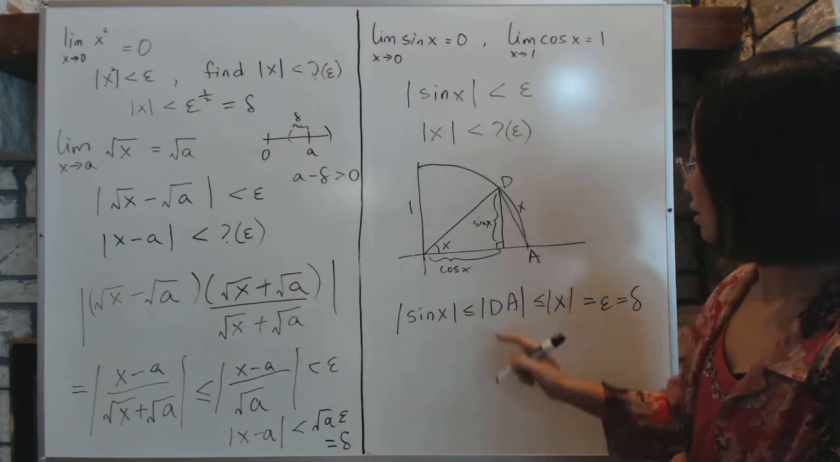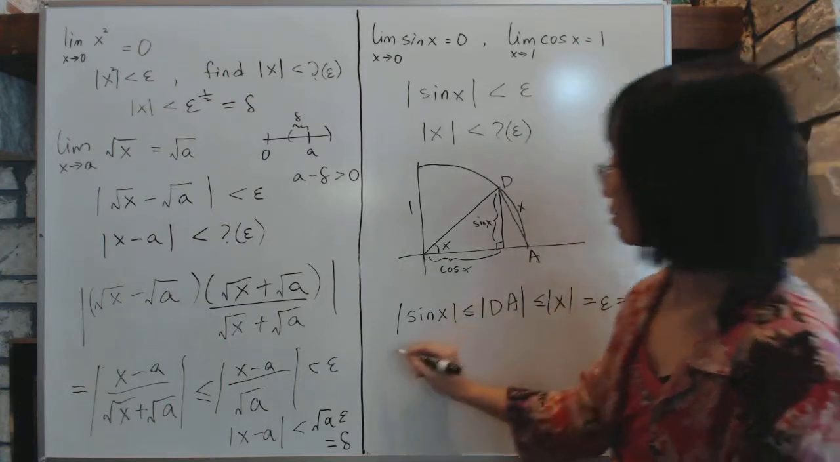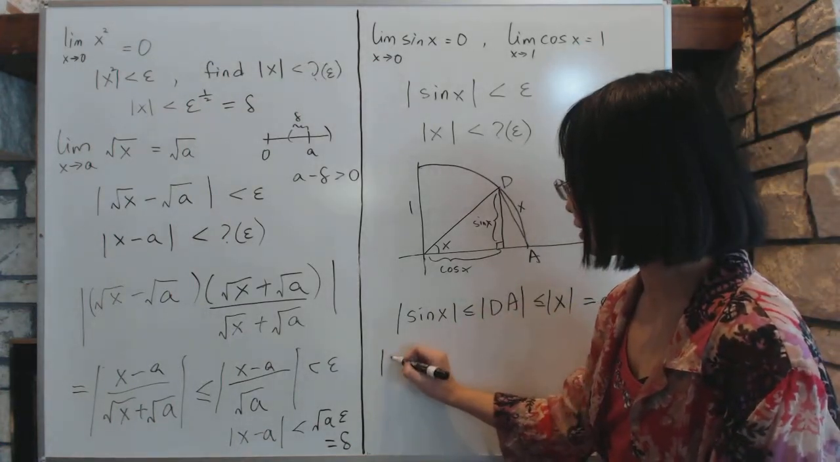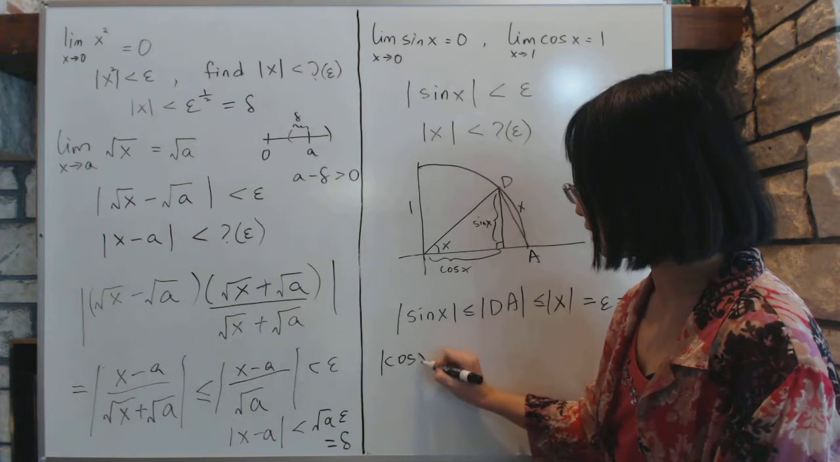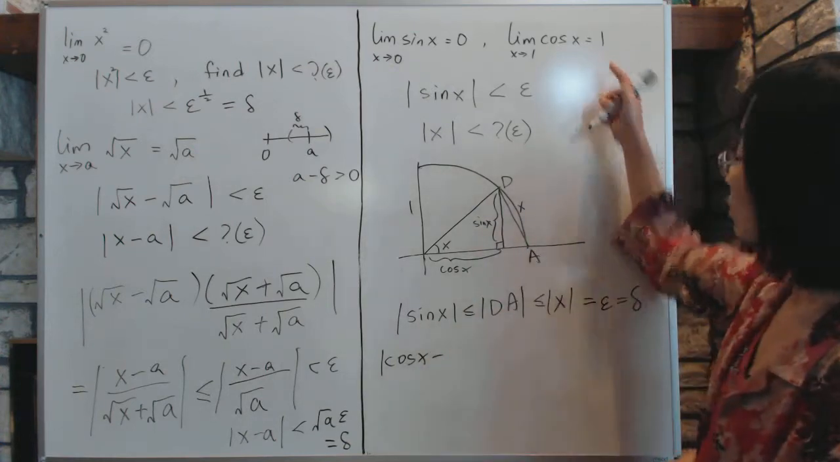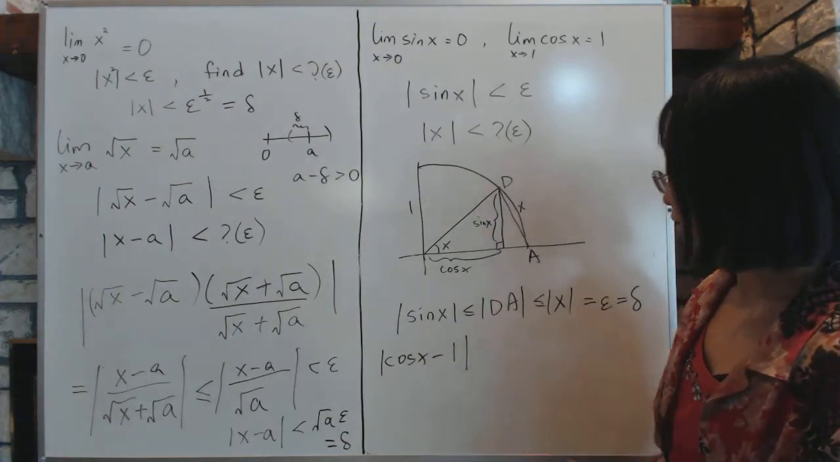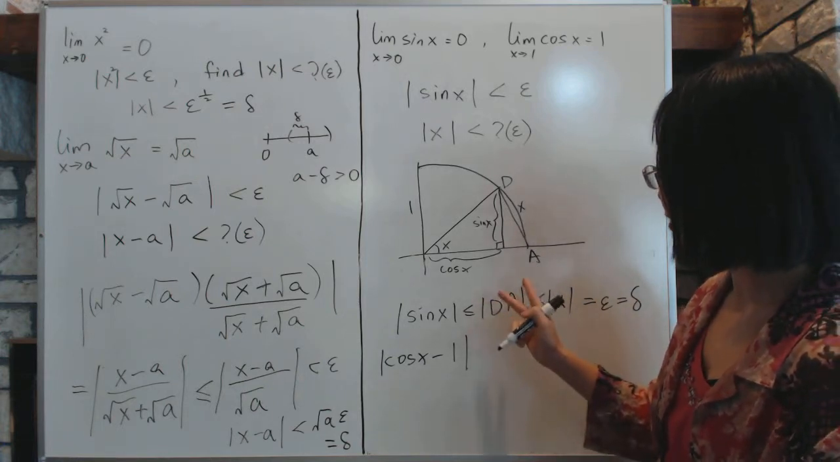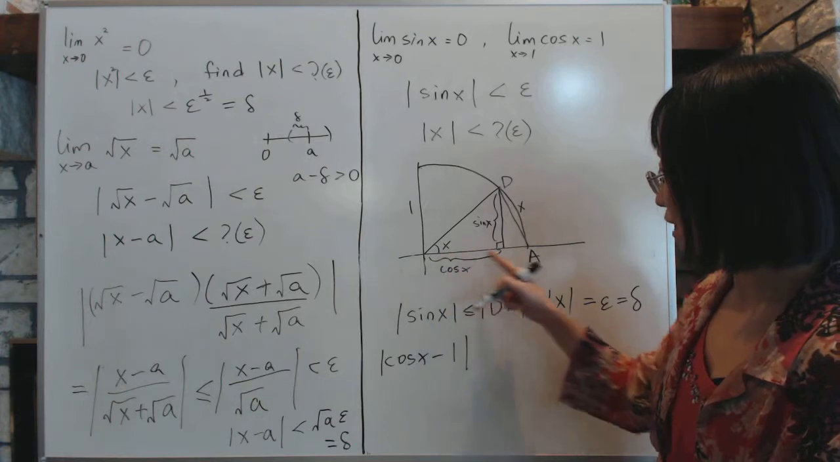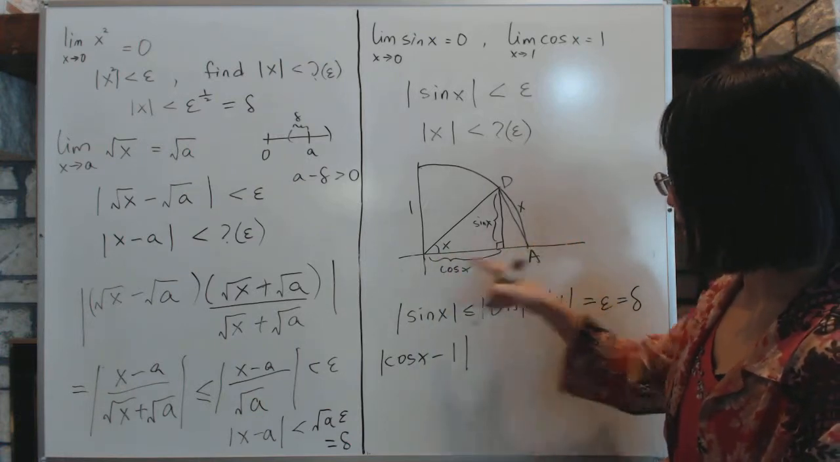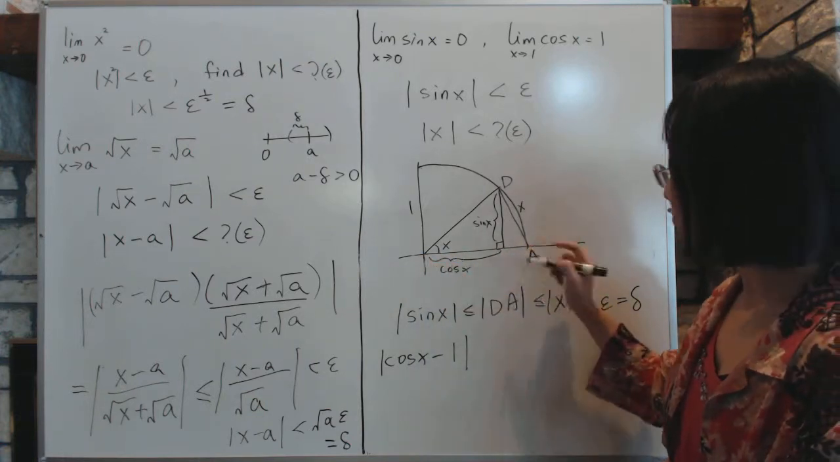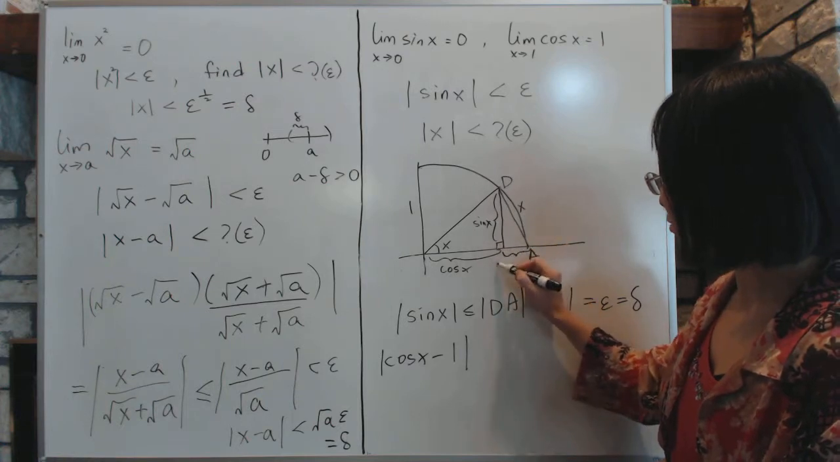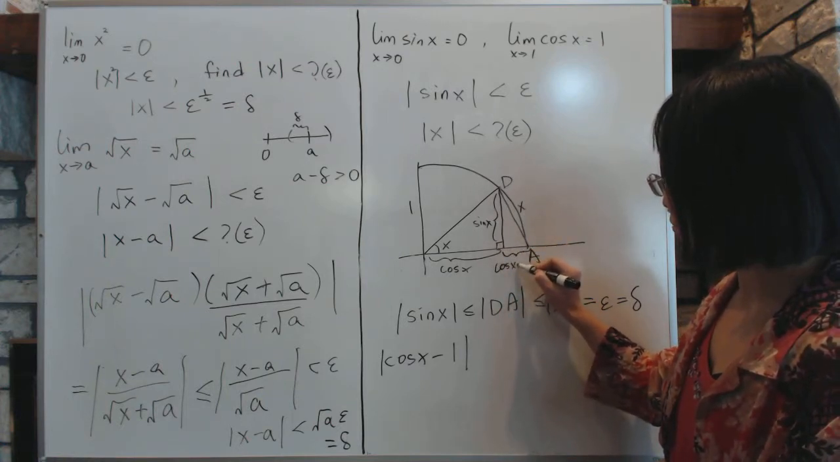Now the cosine is shown in a very similar way. To show the cosine, we have the function cosine x minus the limit, which is 1. Okay. Now what is that? We'll do exactly the same. This is cosine x right here, and this whole thing is 1. So this thing right here is cosine x minus 1.